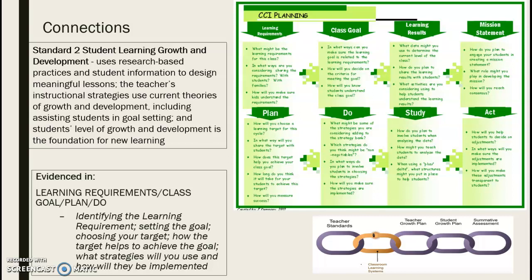When we think about the connections to classroom learning systems, we see this reflected through the learning requirements, the class goal, and the plan and the do. By identifying those learning requirements, which are tied to the standards, setting those goals for this particular lesson as well as our classroom goals, choosing our target, and then thinking about how our learning target in our plan helps us achieve the overarching goals. And then again, looking at the do, what strategies we're going to use and how that's going to engage students in their learning.